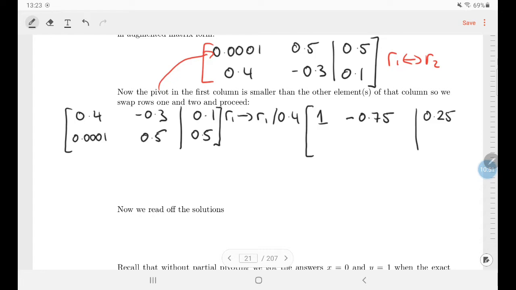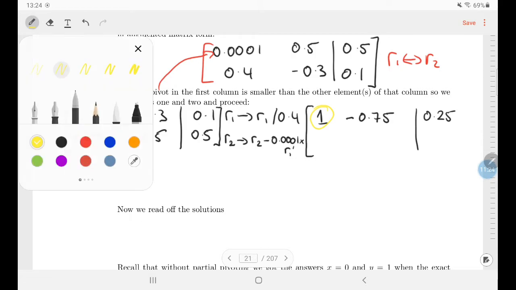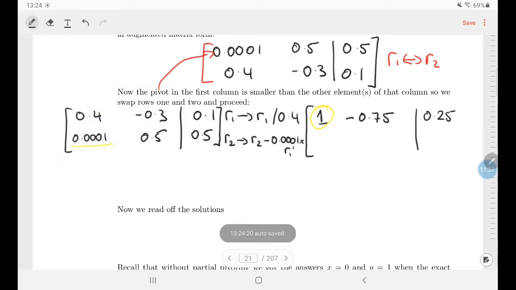Okay. And now what I want to do is turn the entry underneath the 1 to be a 0. So I need to kill the 0.0001. How I'm going to do that is I'm going to do row 2 sent to itself, take away 0.0001 times the new row 1. So I'm going to use the pivot to kill this thing. So I've got that small number minus that small number times 1, which is the small number minus the small number, is 0. Now I'll go into the calculator.